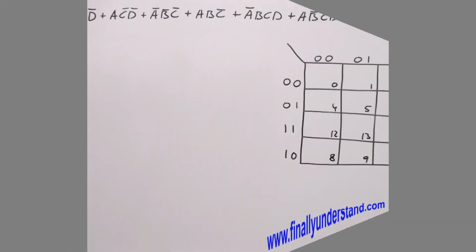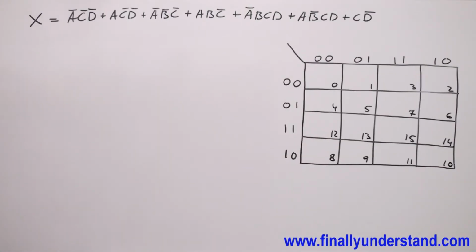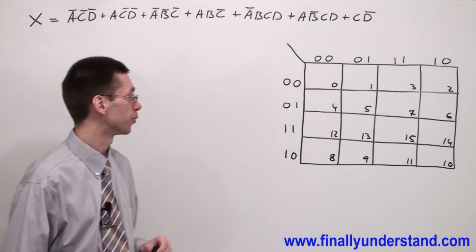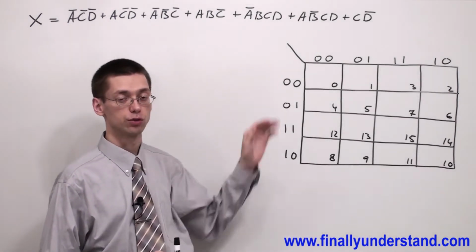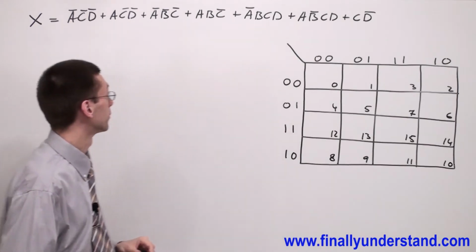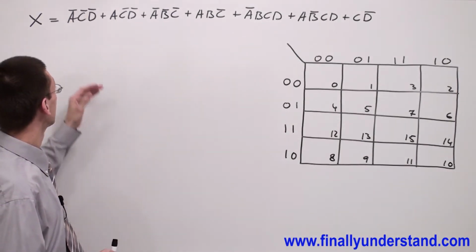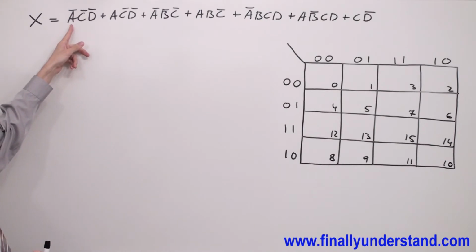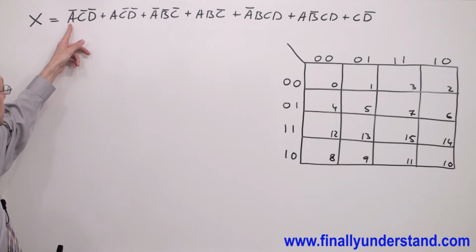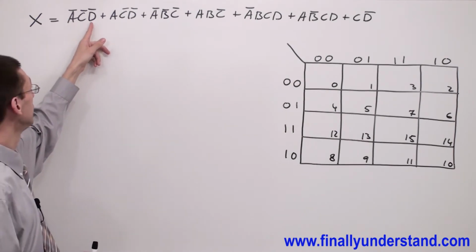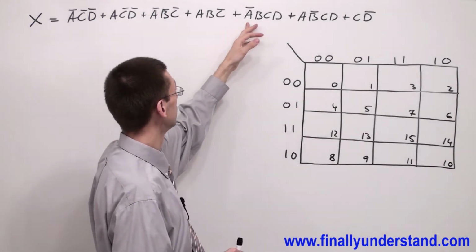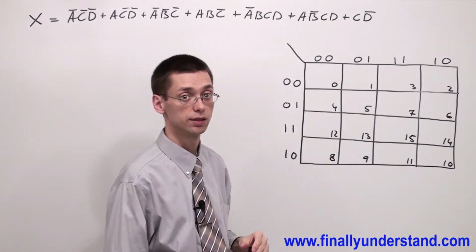Let's take a look at this example. Before we simplify this expression, we are going to prepare the Karnaugh map again, just to make sure that you know how to do it. You have to always look at the first variable. The first variable always represents the most significant bit. A is the most significant bit and D represents the least significant bit.